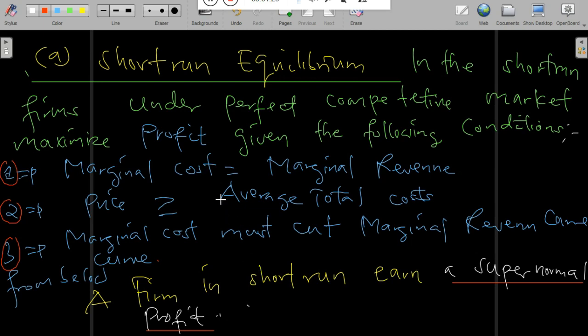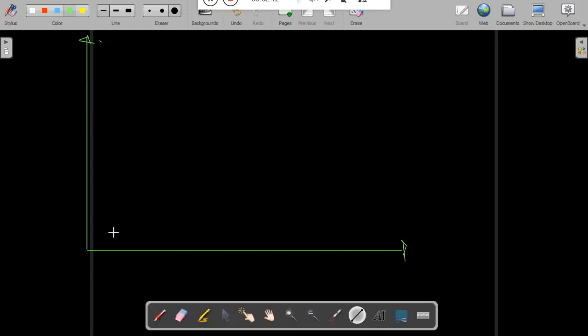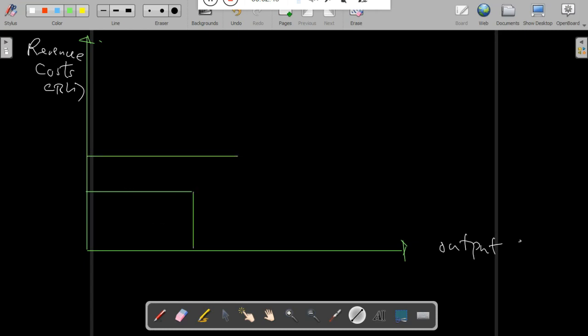So under a perfectly competitive market, firms in the short run earn a supernormal profit. This is because there will be a few firms that are competing with each other. So it's where the marginal cost must cut across the marginal revenue curve from below, where the marginal cost is equal to marginal revenue, and where the price is greater or equal to average total cost. So under these conditions, we can draw the graph of maximization of profit under the PCM market in the short run period. When you try to sketch out the graph, it will look like this.